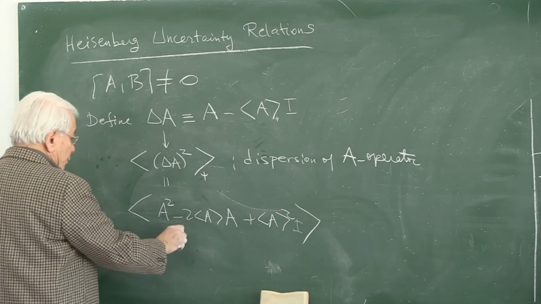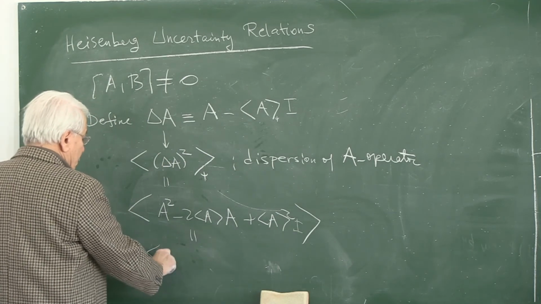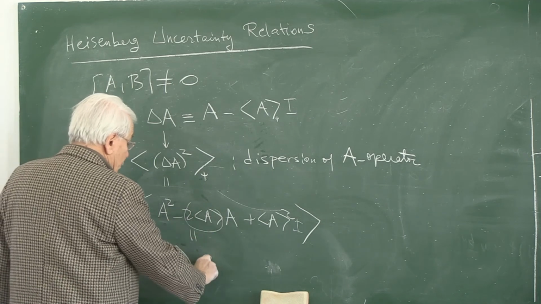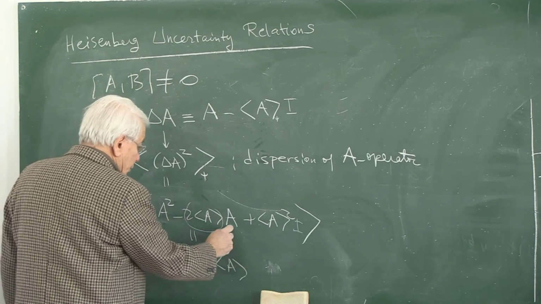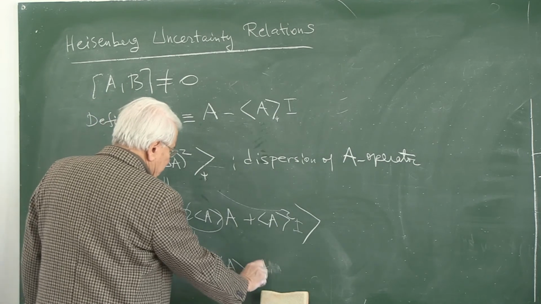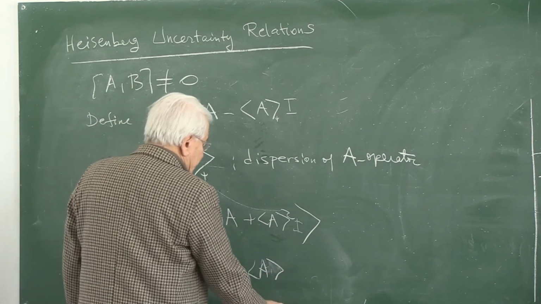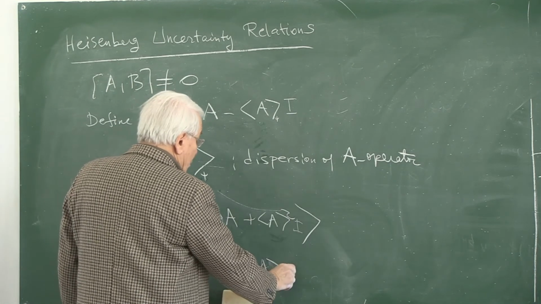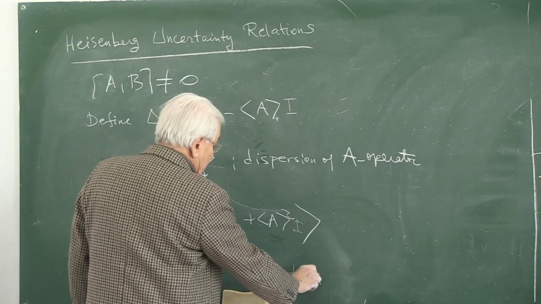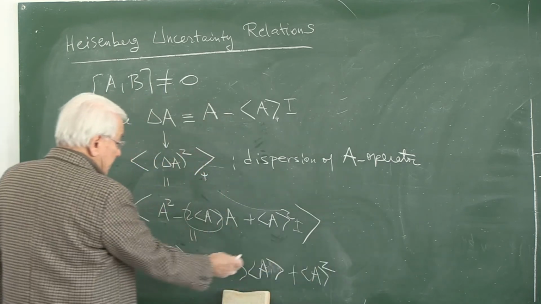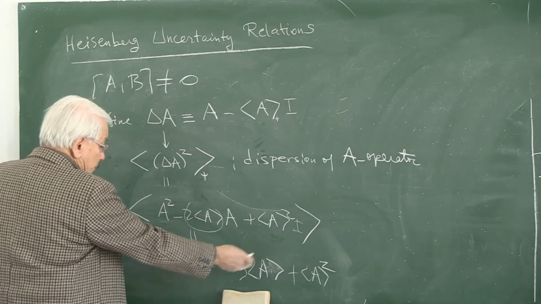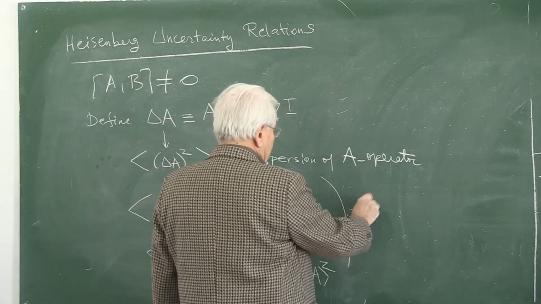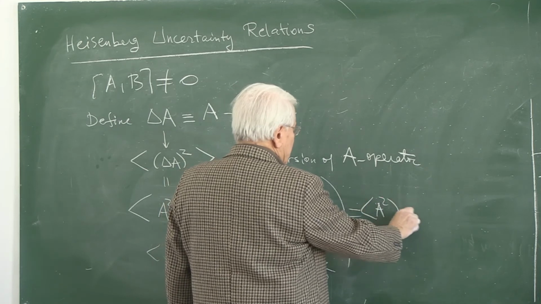So what do you have? You further go ahead and write it A squared, the first term. Second term, this is a number. It comes out automatically of the expectation value. Take the expectation value of this, and that comes out of the expectation value automatically, and the expectation value of the identity is 1. So then this is twice the expectation value of A squared with a minus sign, so altogether this becomes the expectation value of A squared minus the square of the expectation value of A. Okay, that's nice to keep in mind.